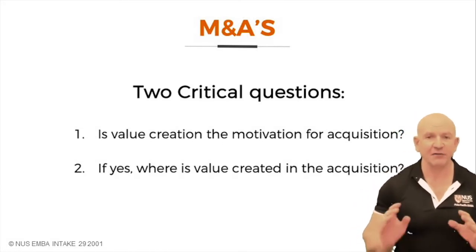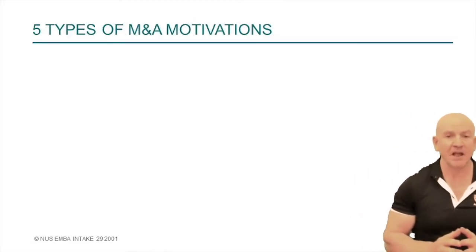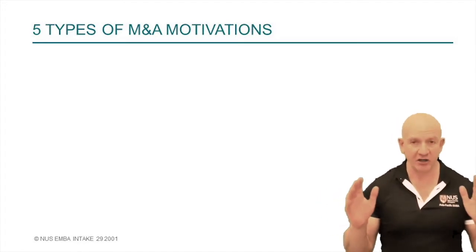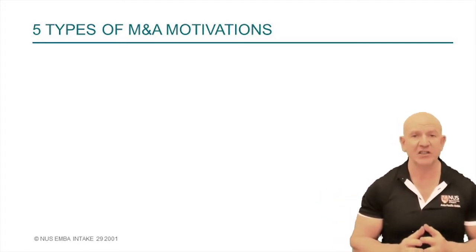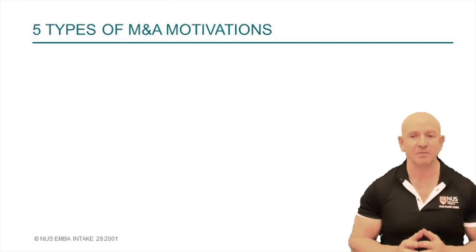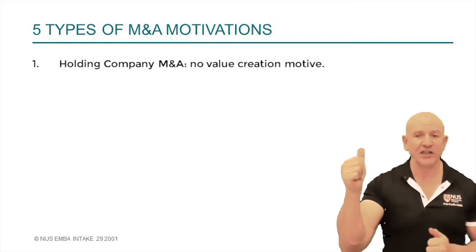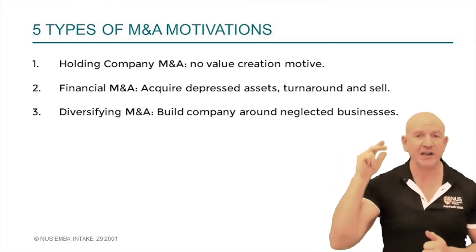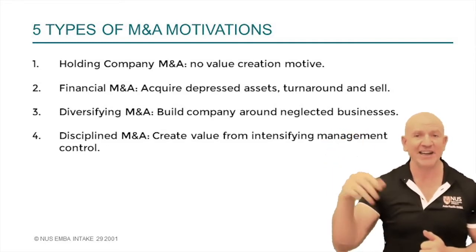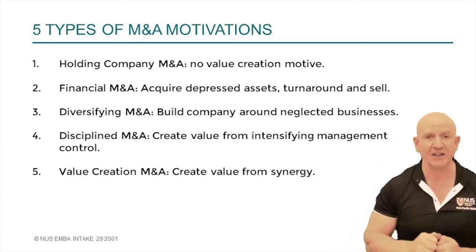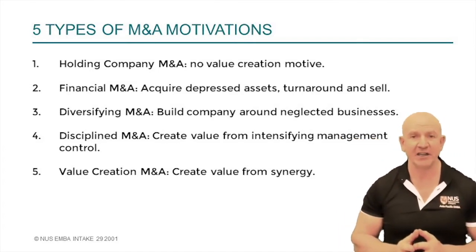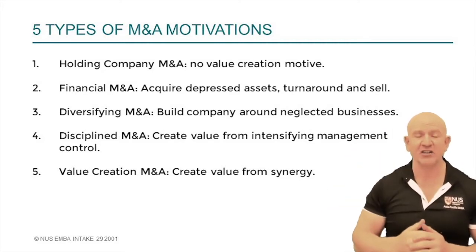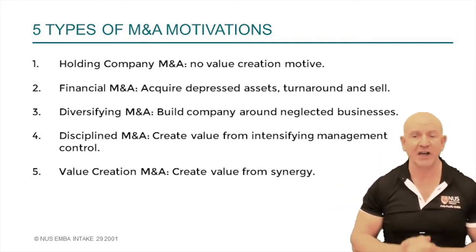So related to that, I've identified 5 types of M&A motivations. Now, I'm not sure if these motivations are exhaustive of all possible motivations, but they are representative of what we do see happening in the acquisition space. So what are these 5 types of M&A motivations? Number 1 is a holding company. Number 2 is a financial M&A. Number 3 is a diversifying M&A. Number 4 is what I call the disciplined M&A. And number 5 is one we'll be focusing on at the end of the day, which is a value creation M&A. As you can see, these are almost graded in terms of their relative amount of focus on value creation.